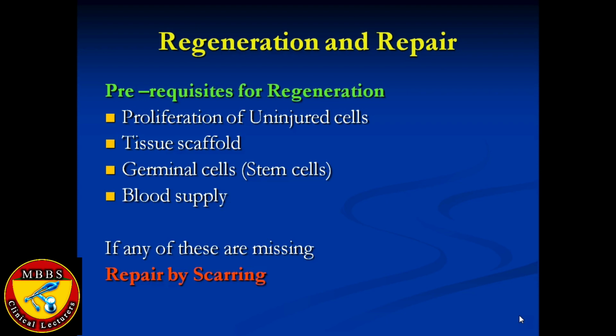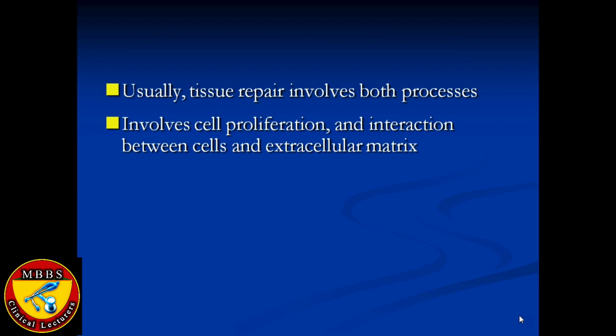So if any of these prerequisites are not there, then the process of complete restoration will not take place, and the injury would be repaired by the process of scarring. Mostly, in most conditions, both processes are present. They contribute to a varying degree. In some cases, there is more regeneration, and in some cases, there is more repair by connective tissue.